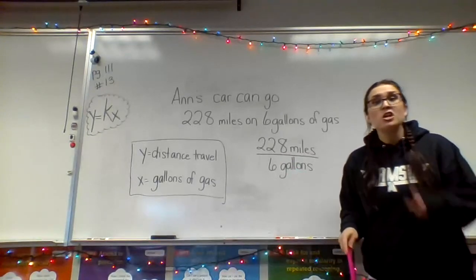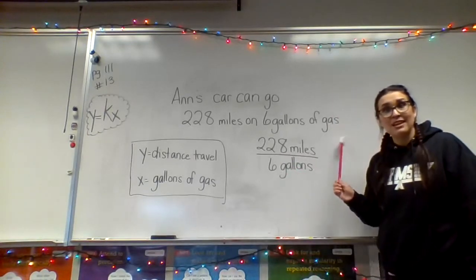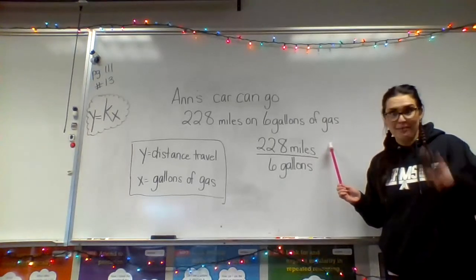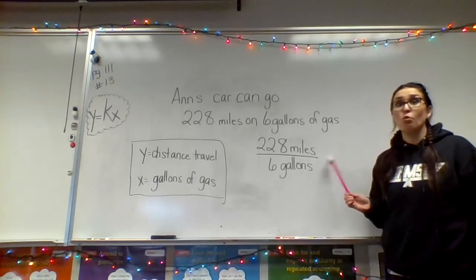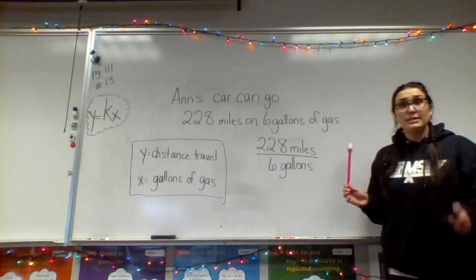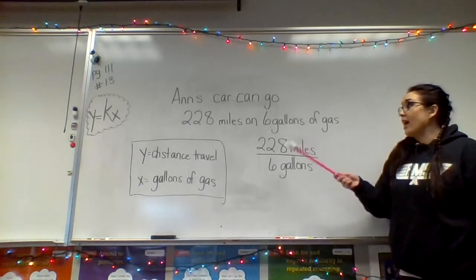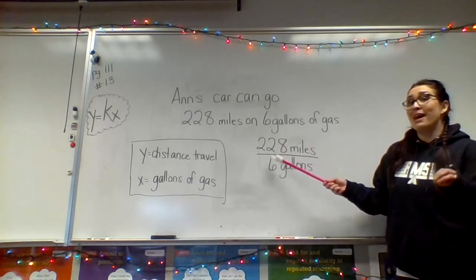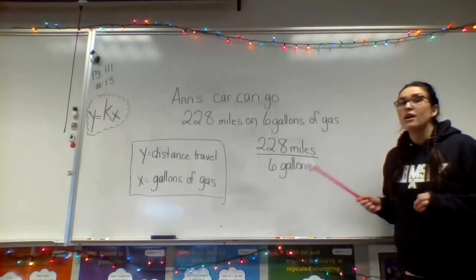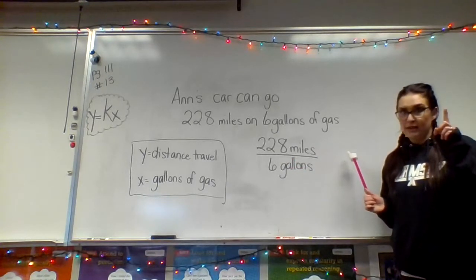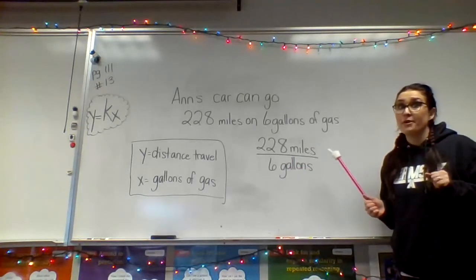All right, my friends. So my first step is I'm going to make this into a unit rate. If you remember, a unit rate is when you have 1 as the denominator. So essentially, I'm trying to say, okay, if I can go 228 miles on 6 gallons of gas, how far can I go on 1 gallon of gas? So that's the first part we need to figure out.